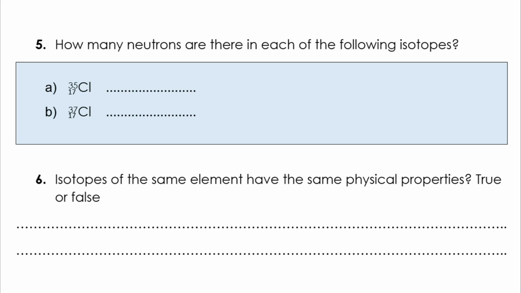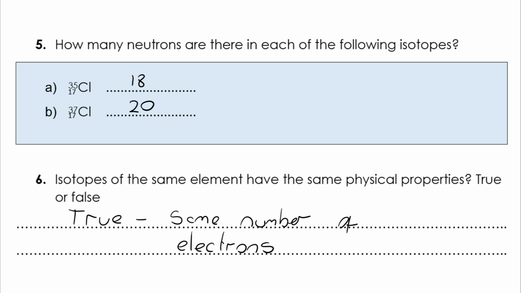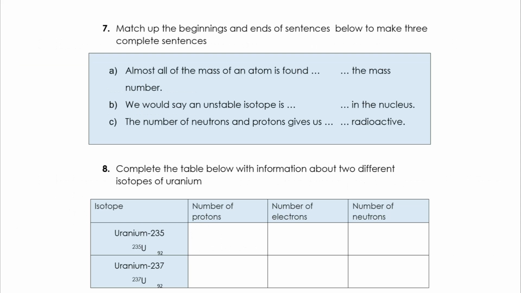So knowing that it's mass number take away atomic number, we can see that A has 18 neutrons and B has 20 neutrons. Now, will that have an impact on the physical properties? No, it won't. Physical properties and chemical properties actually are determined by electrons, so neutrons will have no bearing on that at all, and that will come up in later chapters. 2 more questions for you to try.